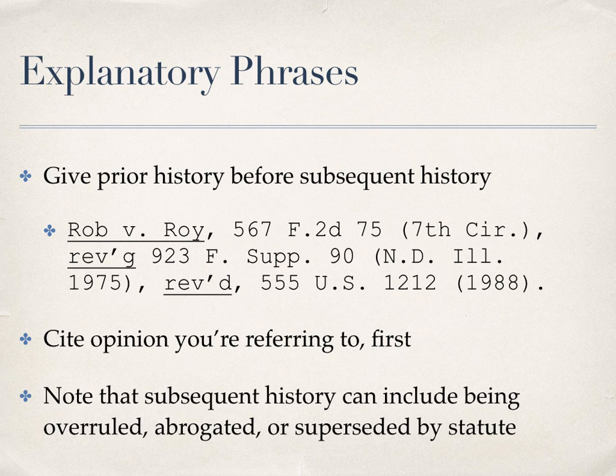And note that subsequent history can include a couple other dispositions other than reversed, including being overruled, abrogated, or superseded by statute. What does this mean? It means that sometimes a different case can be the subsequent history of the case that you want to cite. Let's dive into that a little bit further.